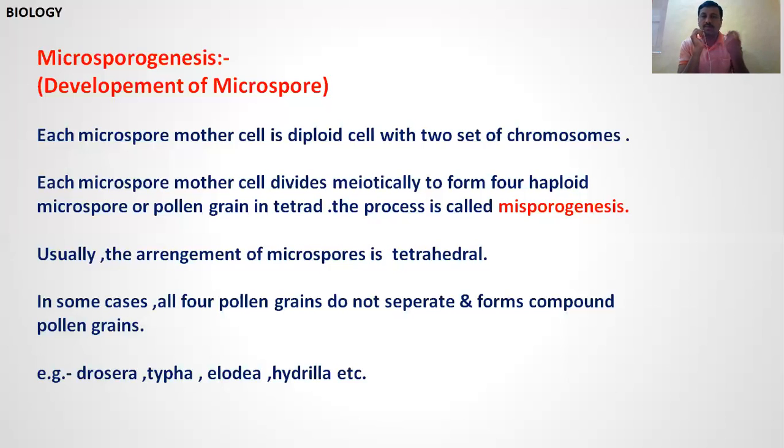After formation of the pollen grains, they are transferred from the anther to the stigma. This process is pollination. Here the pollen grains are transferred as a group. This is called a compound pollen grain.